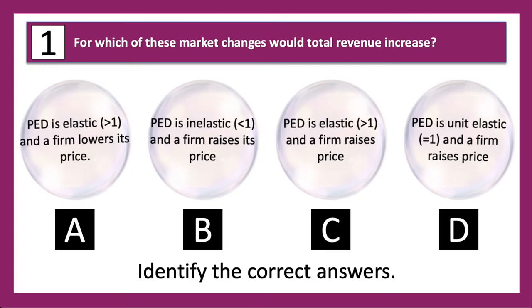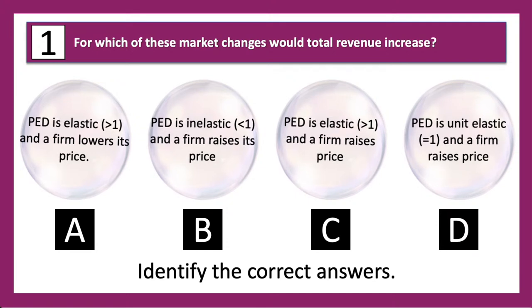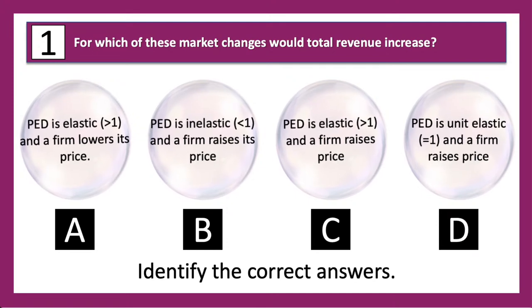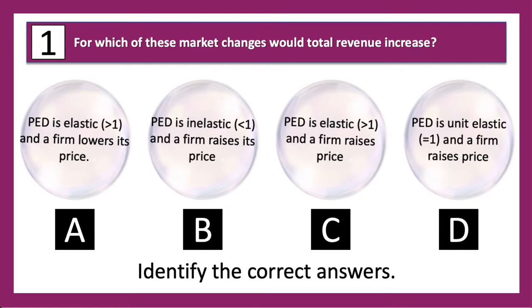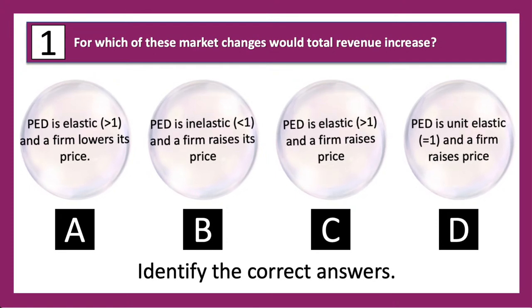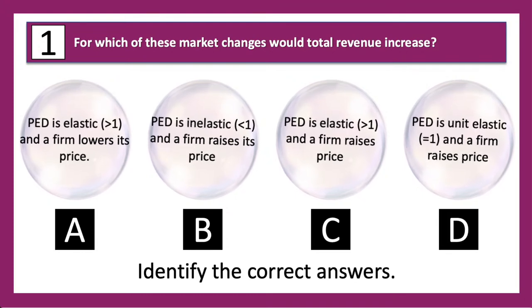Take a moment on this one. Plenty of time on the chat window. So how many of these answers are correct? For which of these market changes would the firm's total revenue increase? Total revenue, of course, is the price per unit multiplied by the quantity or the area underneath the demand curve. So what do we reckon? How many of these answers are correct? Is it one, two, three, four, or none of them?